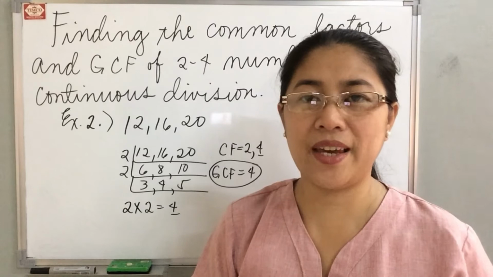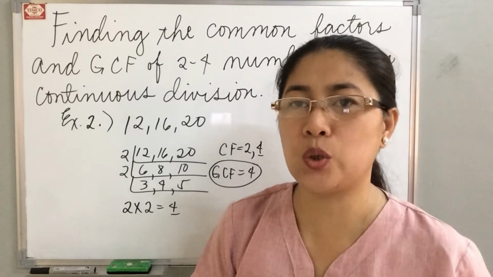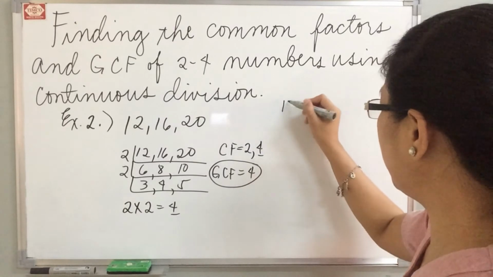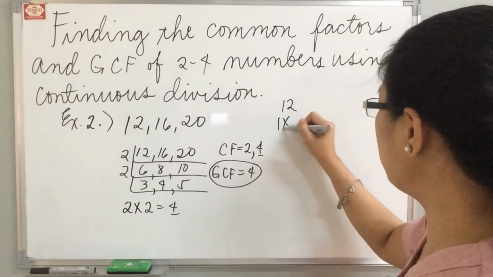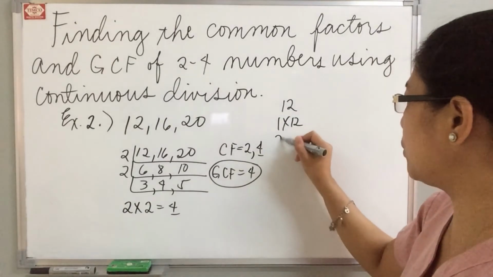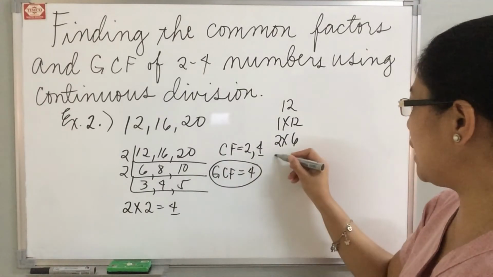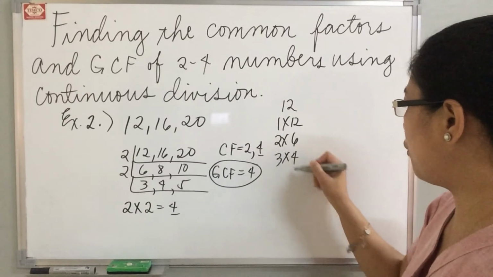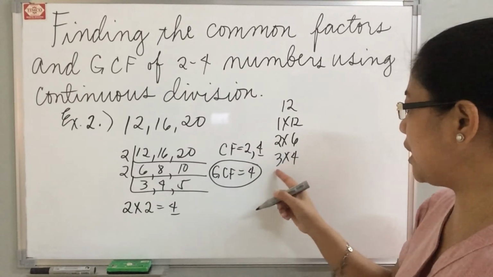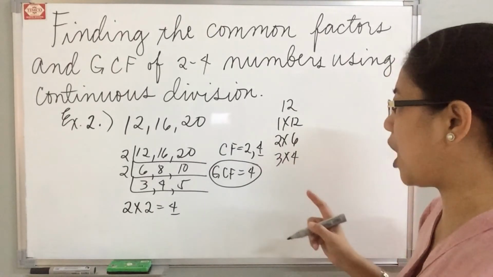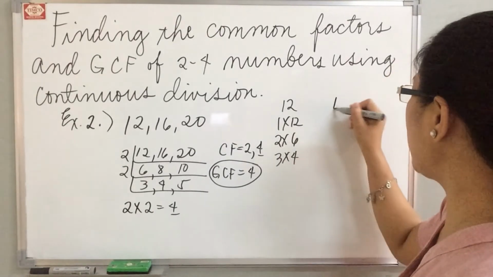Now, let's check again by listing down all the factors of the 3 numbers. So, let's have 12 first. 1 times 12. 2 times 6. 3 times 4. 4 times 3. What else? 5. About 6 we already have. So, stop.